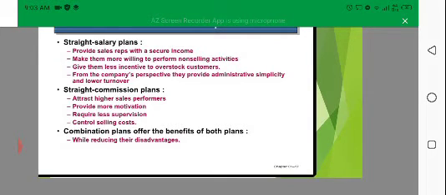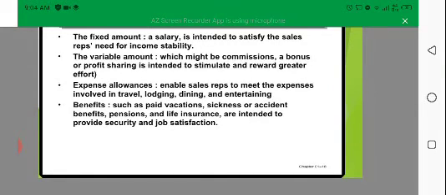From the company's perspective, it provides administrative simplicity and lower turnover. A straight commission plan attracts higher sales performance, provides more motivation, and requires less supervision and control. A combination of plans offers the benefits of both while recruiting, along with their disadvantages. So, for sales force compensation, the fixed amount salary is intended to satisfy the sales rep's need for income stability. The variable amount, which might be commission, a bonus, or profit sharing, is intended to stimulate and reward greater effort. Expense allowances enable sales representatives to meet their daily traveling, lodging, boarding, and eating expenses. Benefits like certification, sickness cover, car, and insurances are the benefits for the sales force.